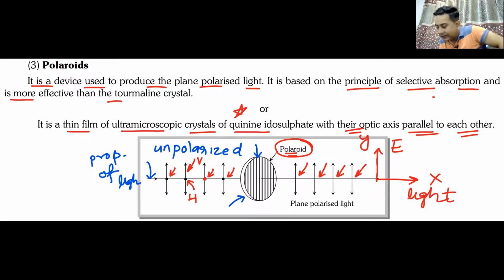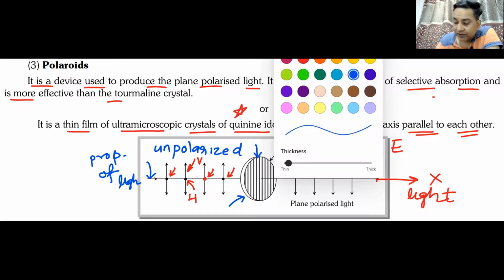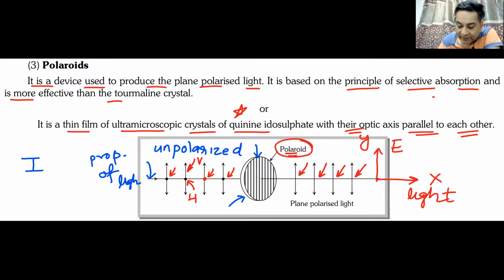Before the Polaroid, it is unpolarized light. Do we understand this? Yes, sir. One more thing you must understand: on the blue side, the unpolarized light has intensity I naught and amplitude A naught.